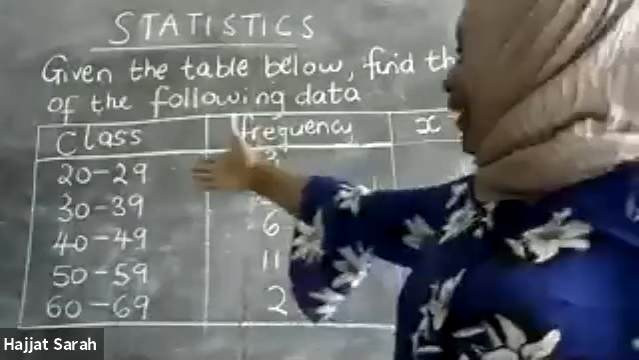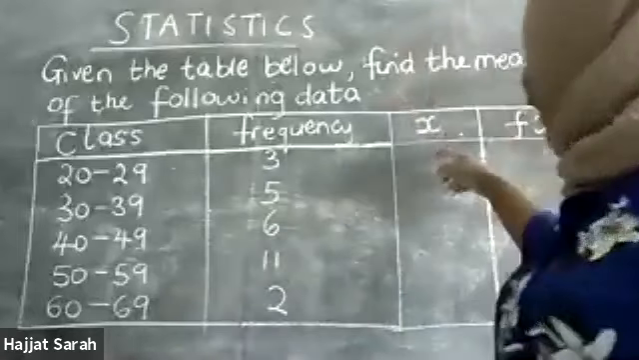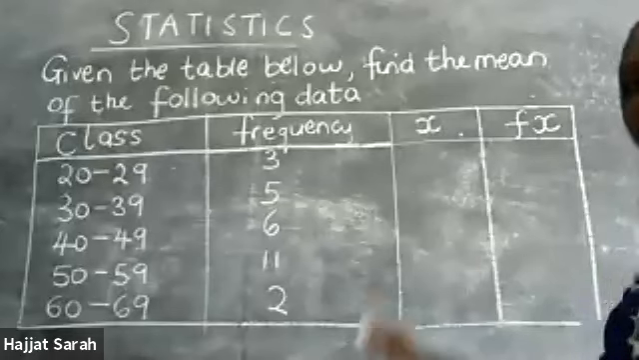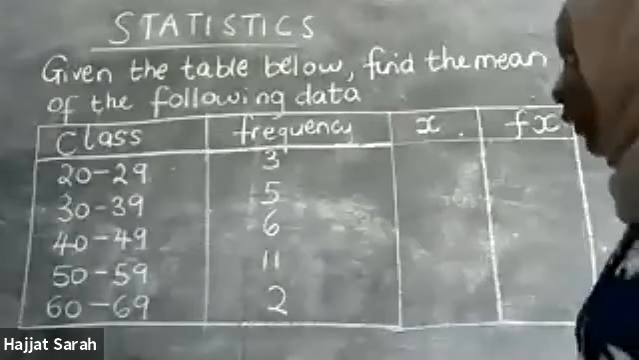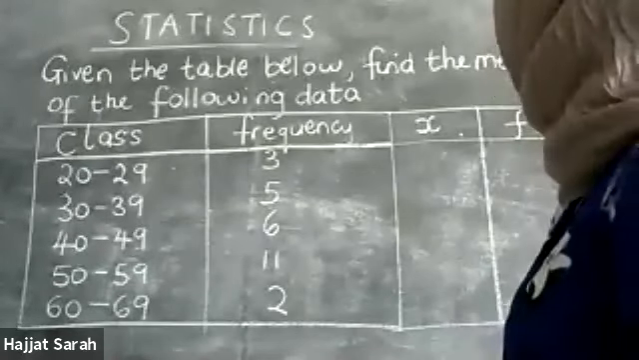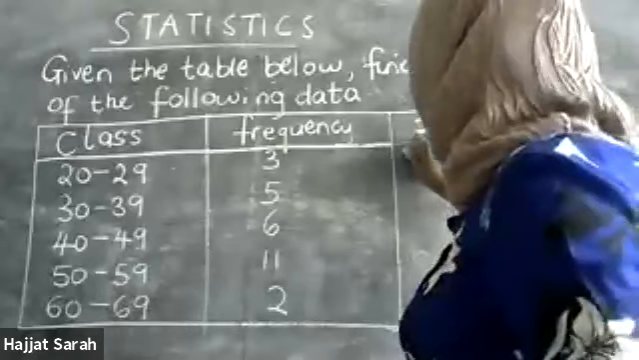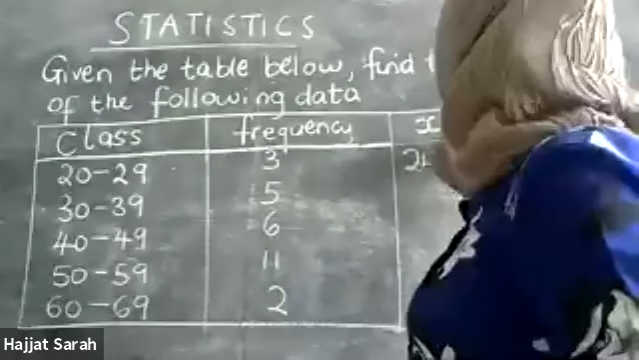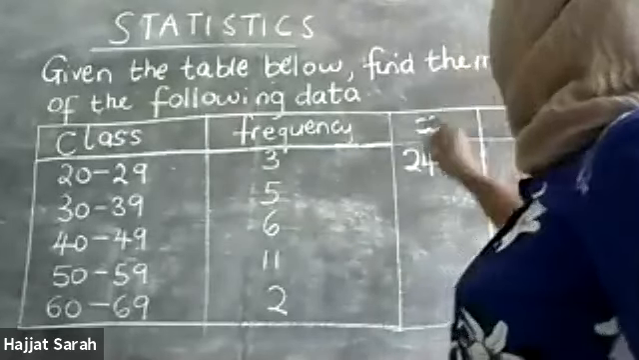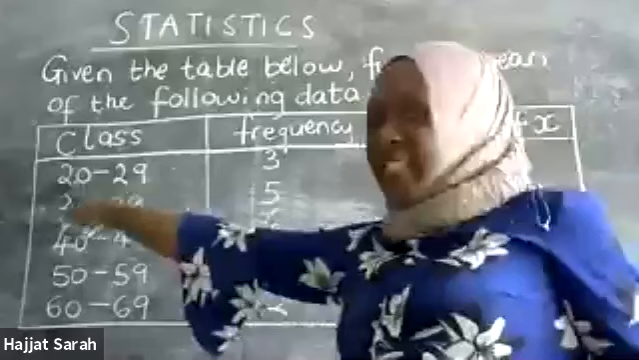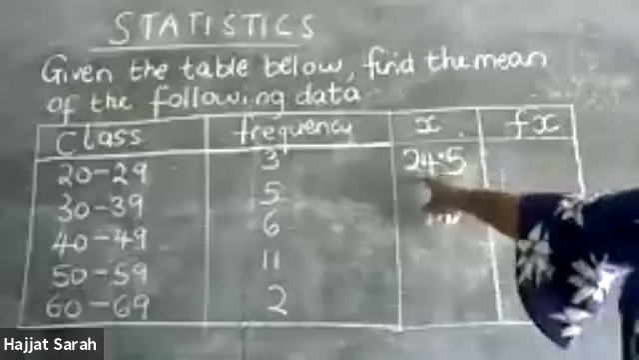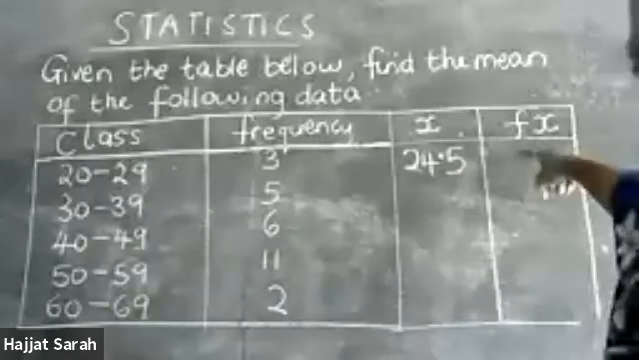So because our data is already grouped, what is our X going to be? We have grouped data. What is X going to be? 24.5. Who can give us X? 24.5. Very good. So that will be 20 plus 29, which gives you 49. And then you divide your 49 by 2, and you'll end up with 24.5.